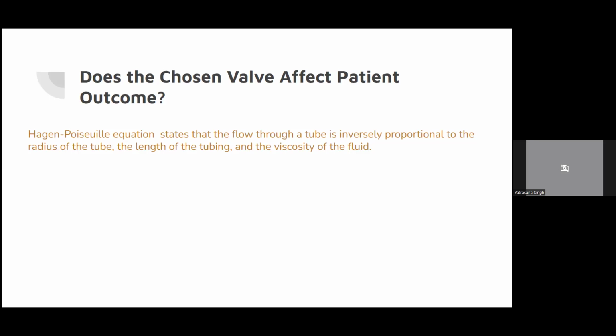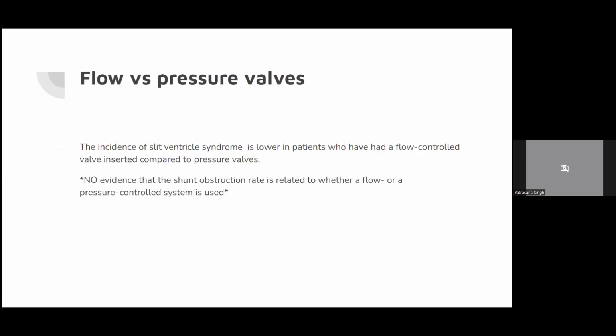There is the Hagen-Poiseuille equation, which states that the flow through a tube is inversely proportional to the length of the tubing and the viscosity of the fluid, and proportional to the radius of the tube. Therefore, using a valveless system with a small internal diameter of tubing and a longer length of the tube itself could actually act as a flow control system to help in preventing over-drainage. And this is a similar mechanism by which a flow-regulated valve prevents over-drainage.